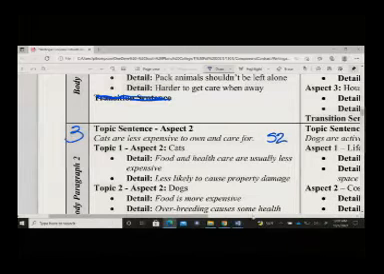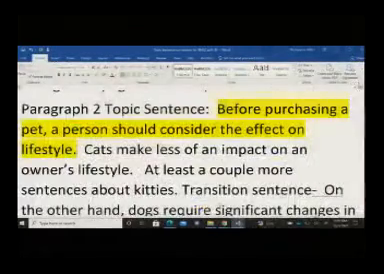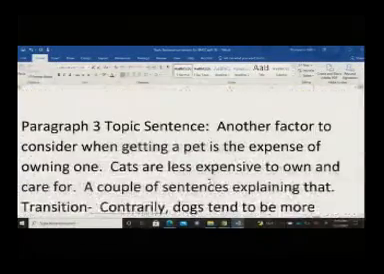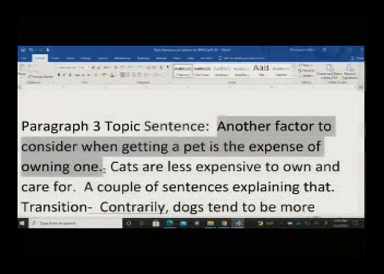All right. So your topic sentence for body paragraph 3, criteria 2, is going to be another factor to consider when getting a pet is the expense of owning one. And let me tell you, they're expensive.